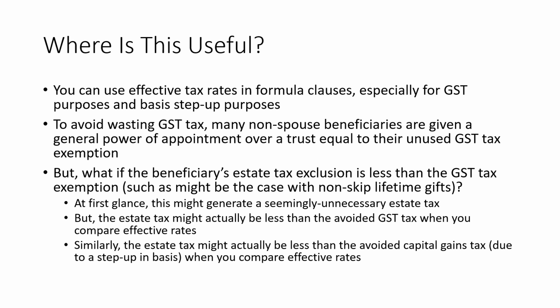But as we just saw in the last slide, the overall cost of the estate tax is usually less than 40% when you take into account the effective rate. So ultimately, we can use that effective rate to look at the fact that that seemingly unnecessary estate tax might actually be less than, for example, a GST tax that we avoid when we compare the two effective rates there. Similarly, we might have an estate tax that we're paying that might actually be less when we look at the effective rate than the avoided capital gains tax from a step up in basis when we compare the effective rates.